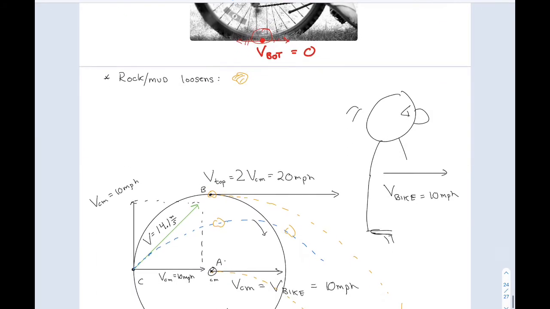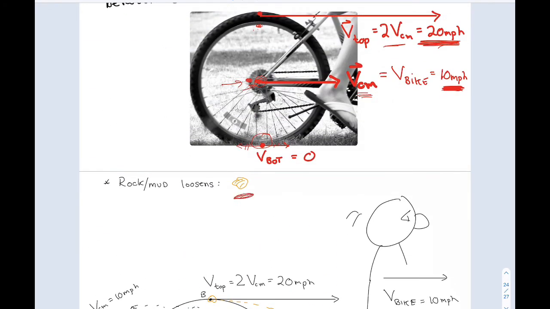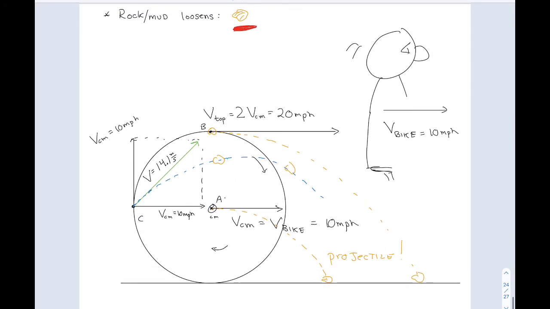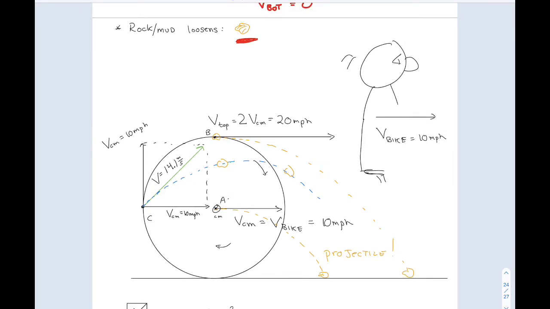Again, if I look at the wheel, imagine I had a chunk of mud stuck to the wheel at different places. So here's the person on the bike. I didn't draw the metal attaching the axle to the seat. Let's say the bike's moving to the right at 10 miles an hour, the person's moving to the right at 10 miles an hour, the seat is moving to the right at 10 miles per hour. And this is the picture I just had above. So the center of mass of the wheel is moving to the right at 10 miles per hour. The velocity at the top of the wheel is 2 times the velocity of the center of mass, so the top of the wheel is moving at 20 miles per hour.